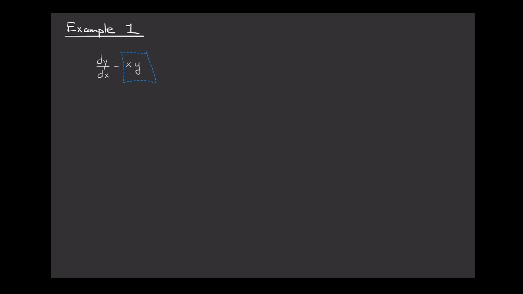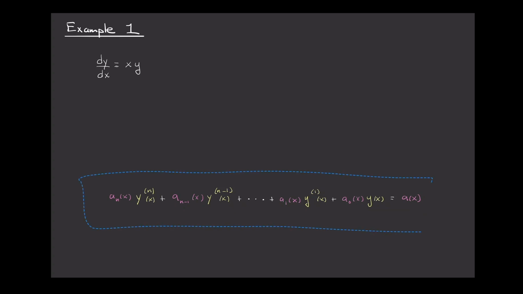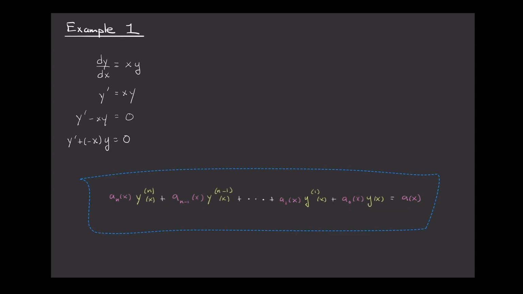Now let's see if we can match this up with the form of a linear differential equation. Here is the linear form of the differential equation that I've put at the bottom of the screen. And what we have up here doesn't immediately match it, but let's do a little bit of rewriting to see if we can get it to match up. First, we'll change from Leibniz notation to prime notation. Then we'll subtract xy from each side. Finally, we'll put the negative x in parentheses, and now I claim this is in a form such that it will match up with this linear form down here.